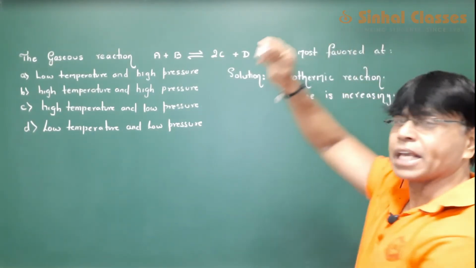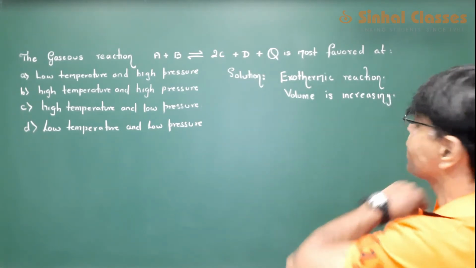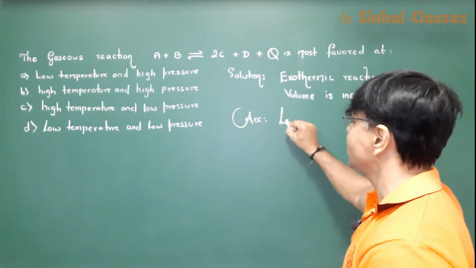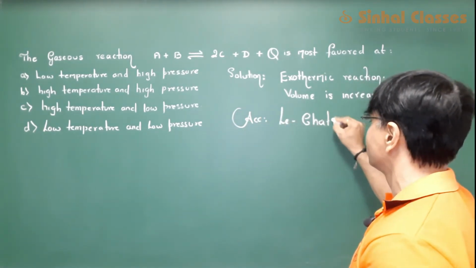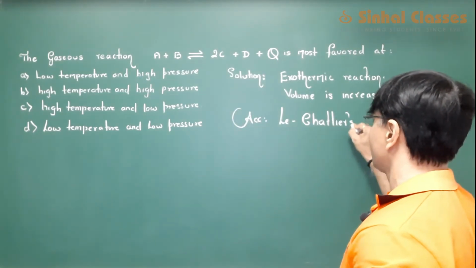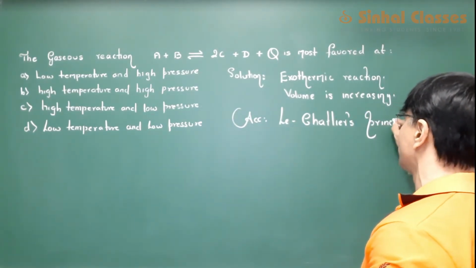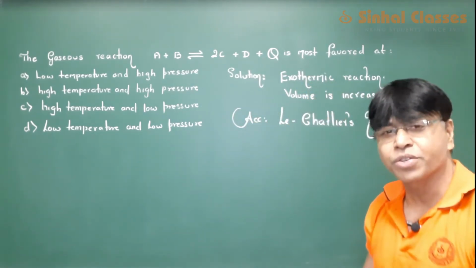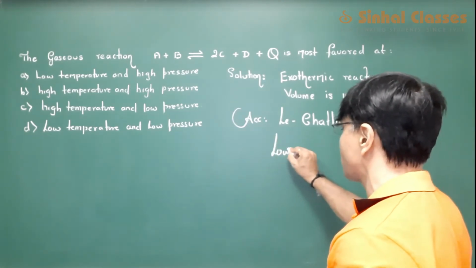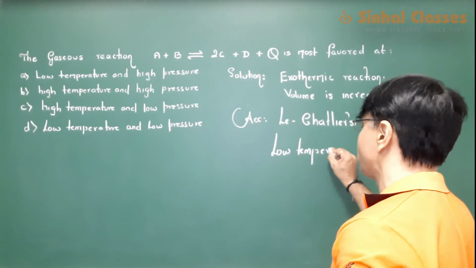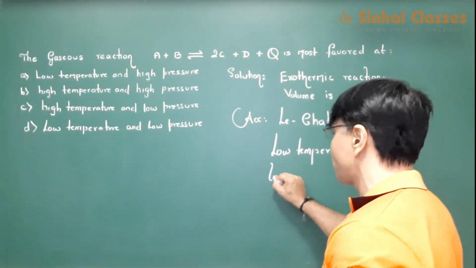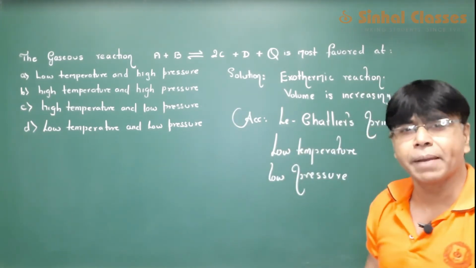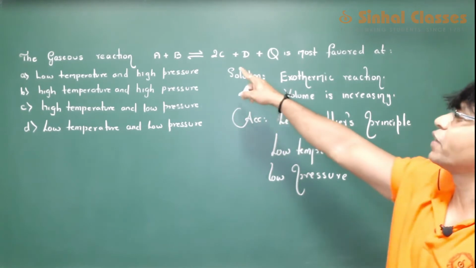So it's an exothermic reaction and volume is also increasing. So according to Le Chatelier's principle, if this reaction is exothermic and the volume is also increasing, then low temperature and low pressure will favor the forward reaction.